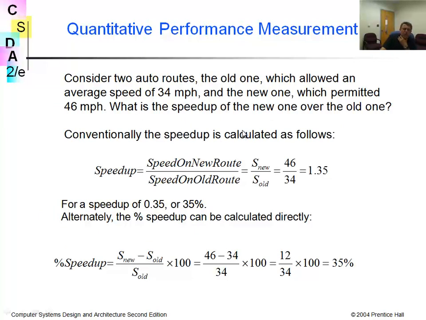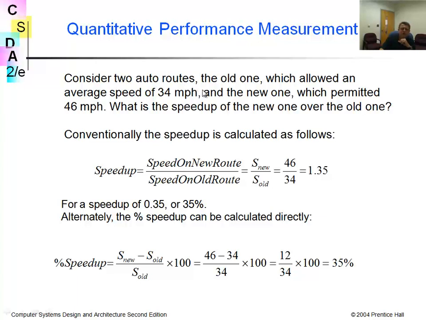Quantitative performance measurements, as I said: if I design a computer that executes a program, let's say 20% faster than the other one, we say that 20% is the speed up, right? How do we calculate the speed up? Here is the example that the book used.